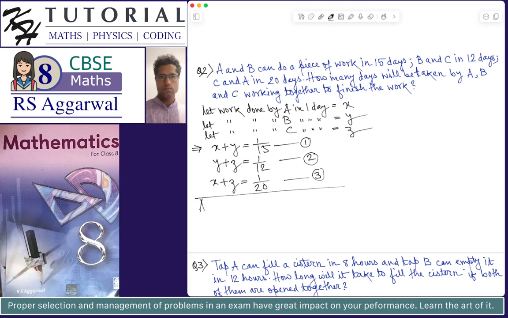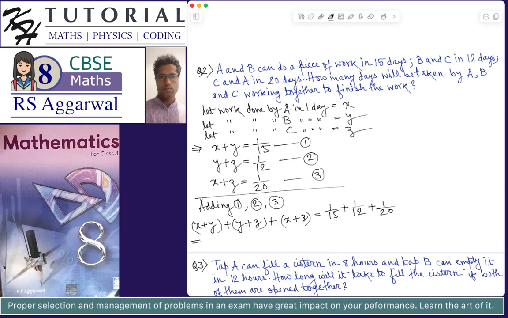So adding equations 1, 2 and 3, we add up all the LHS, we add up all the RHS, and we equate them. So the left hand side will be x plus y plus y plus z plus x plus z, and the right hand side will be 1 by 15 plus 1 by 12 plus 1 by 20.